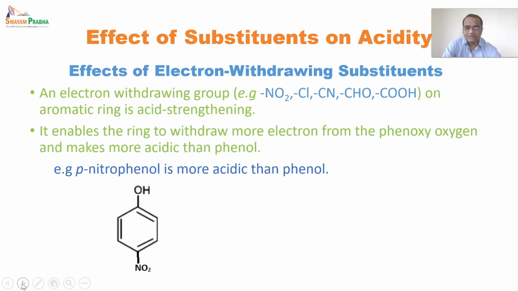If you look at the structure of para-nitrophenol, at the para position there is a nitro group, so it is more acidic than phenol. This is the structure of a phenoxide ion with a nitro group on the para position, and it is due to the fact that this nitro group withdraws electrons, and the negative charge on oxygen becomes less, or we can say the electrons are withdrawn from this phenoxy oxygen, due to which the acidic character of the ring increases.